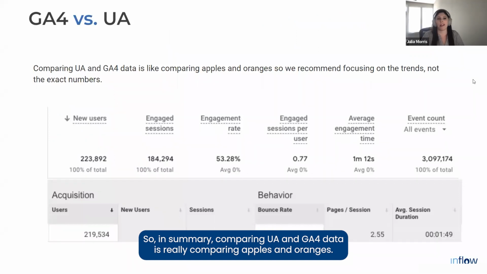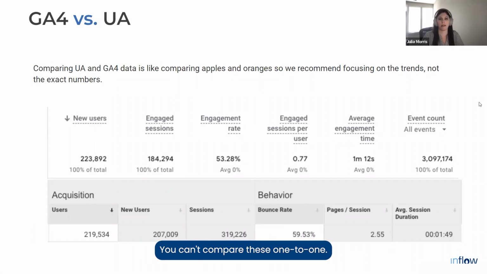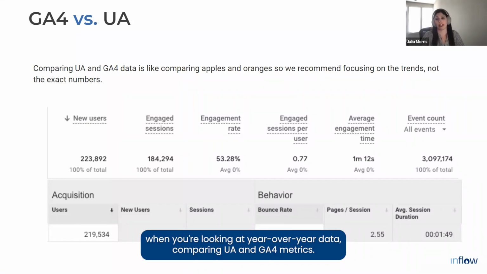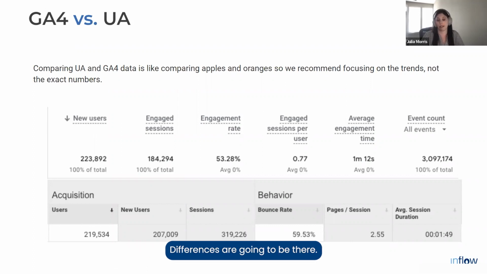So in summary, comparing UA and GA4 data is really comparing apples and oranges. You can't compare these one-to-one. Really here, we recommend focusing on the trends and not on the exact numbers. When you're looking at year-over-year data, comparing UA and GA4 metrics, they just don't line up perfectly. Differences are going to be there.